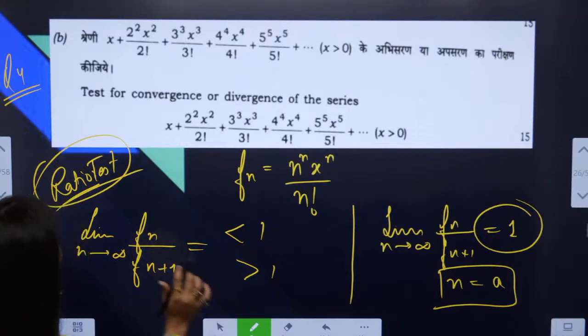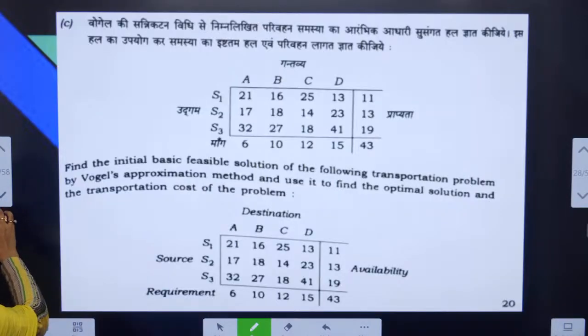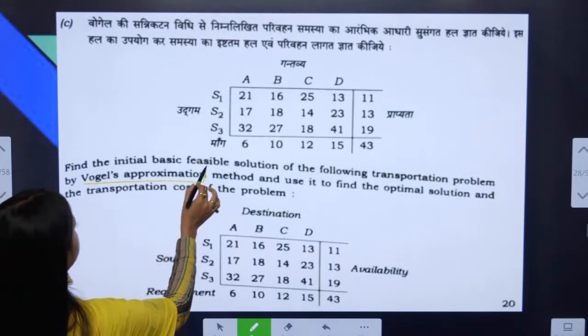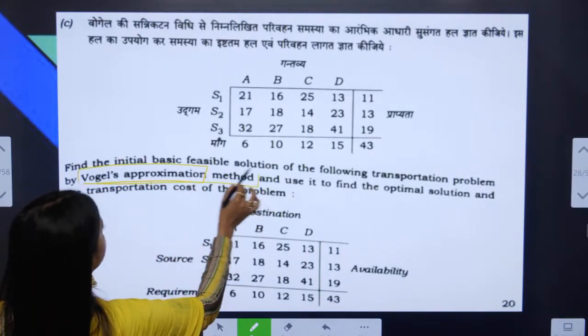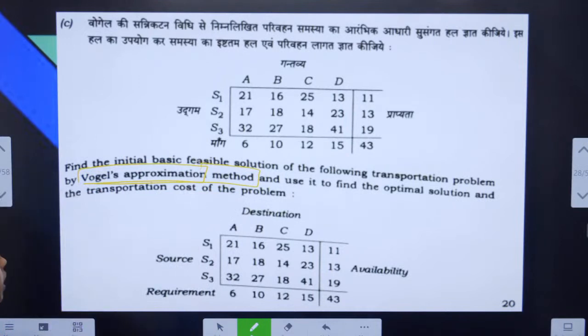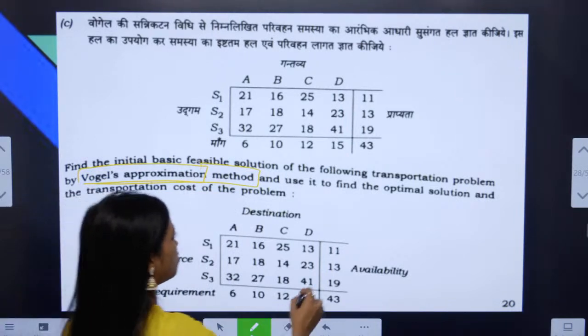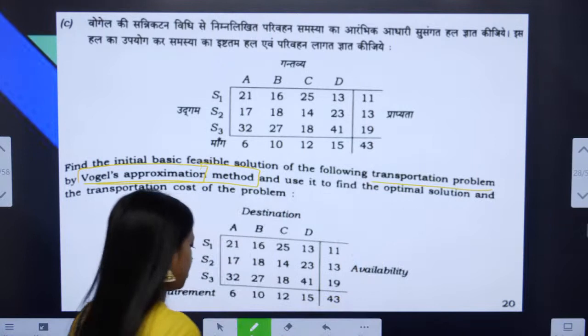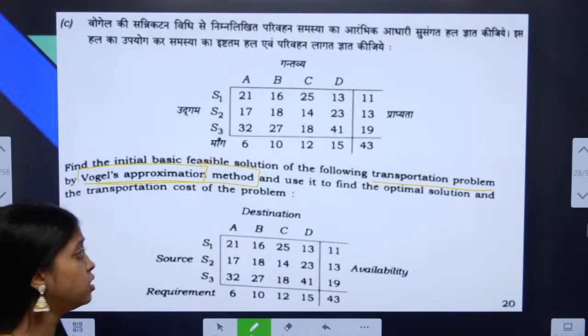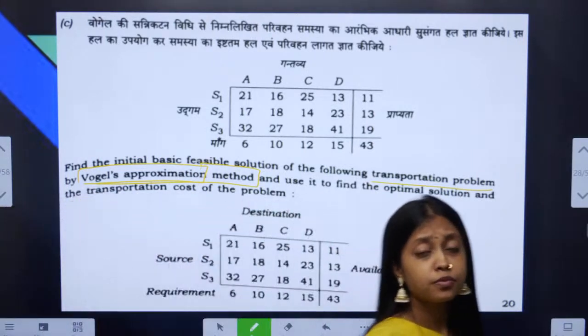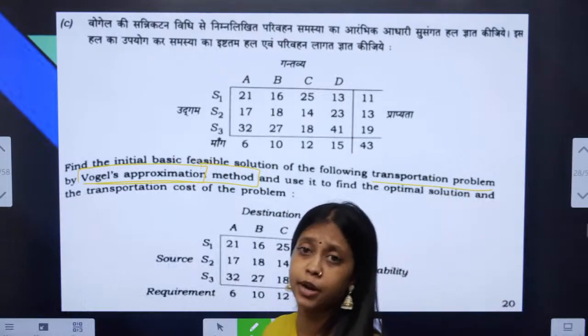This was a simple question from real analysis again. I was talking about this Vogel's approximation method. Again, the LPP, transportation problem and assignment problem are very commonly asked. So, do not miss them. Please do the maximum practice.